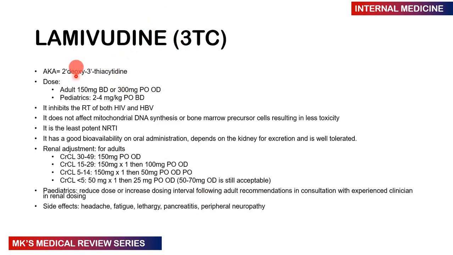Now, moving on to the next drug, lamivudine, which is, of course, 2'-deoxy-3-thiacytidine. So the dose in adults is 150 milligrams twice a day or 300 milligrams once a day. In pediatrics, 2 to 4 milligrams orally 2 times a day. This is going to be inhibiting both the reverse transcriptase that we see in HIV and the reverse transcriptase that we see in hepatitis B. So this is a drug that can be used in patients that have infection with HIV as well as hepatitis B.